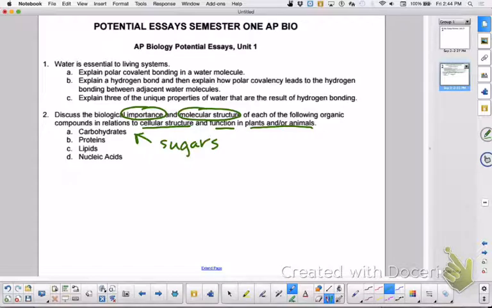You could say what? What are the 2 big things when we talked about it? Energy and structure. Yeah, energy and structure. We talked about simple sugars for quick energy. We talked also about disaccharides. We talked about polysaccharides. And in animals, we store the energy as what? In animals, we store it as glycogen. In plants, we store it as starch.